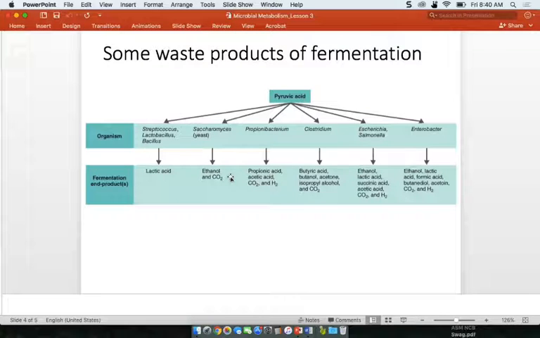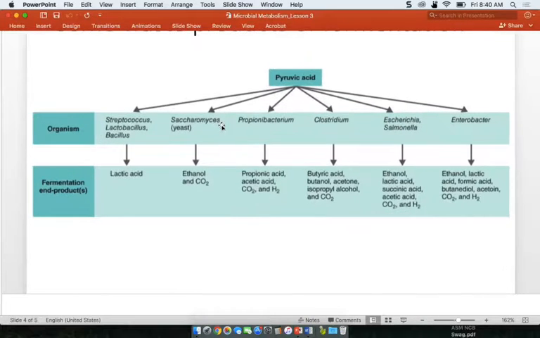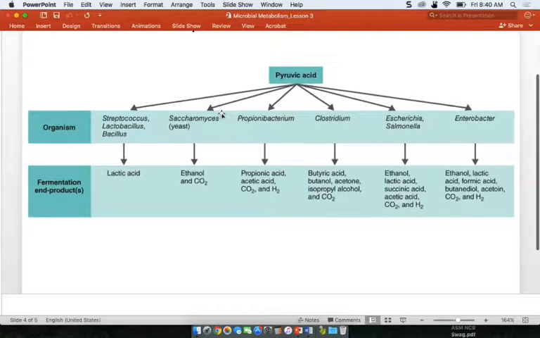This here is, I'm going to blow this one up a little bit. This is just showing you some of the examples of what's produced. I'm not asking you to memorize these by any means. Again, lactic acid and alcoholic fermentation, those are our state, so we will stick to those. But here are some other ones that are formed. Some bacteria exclusively form one type of product.